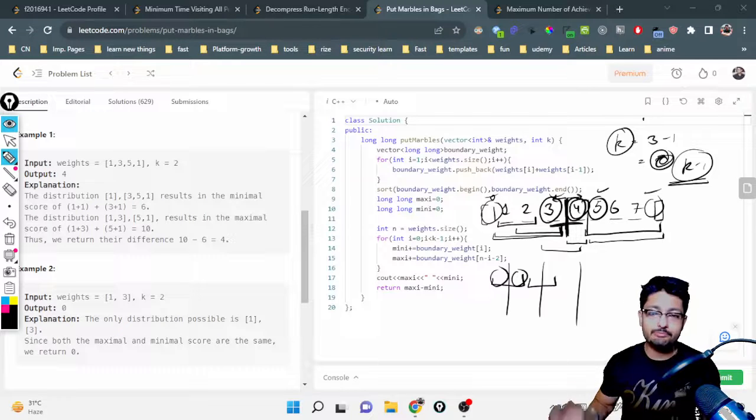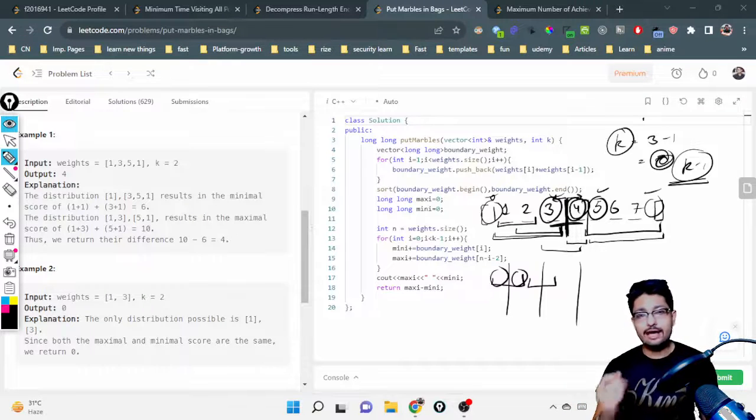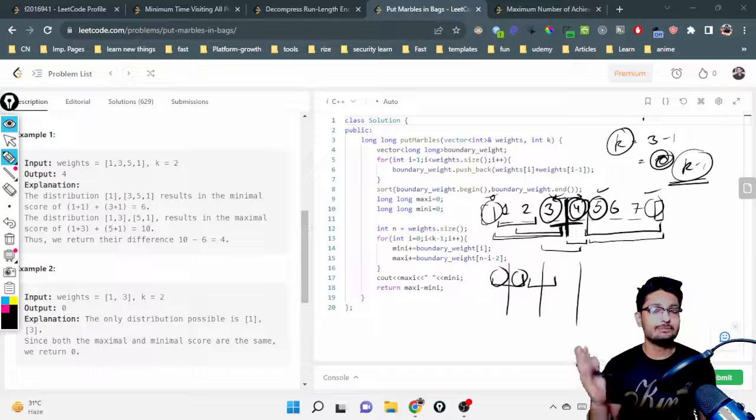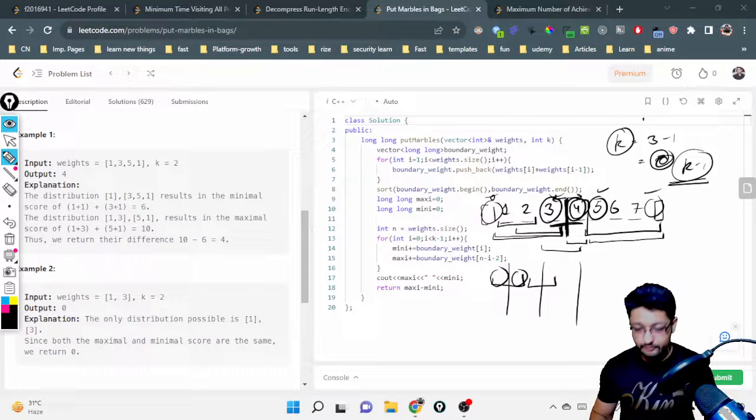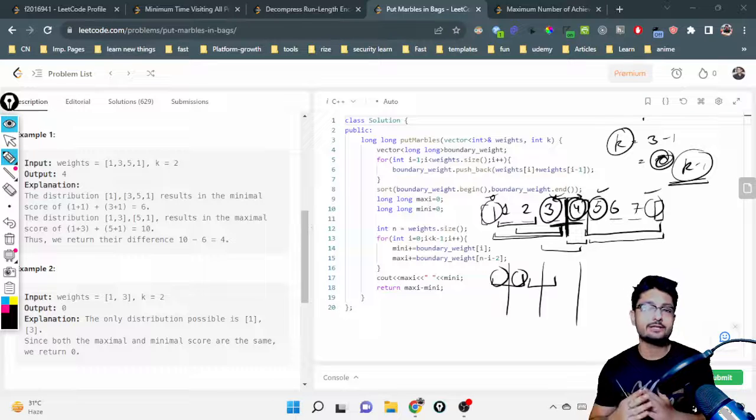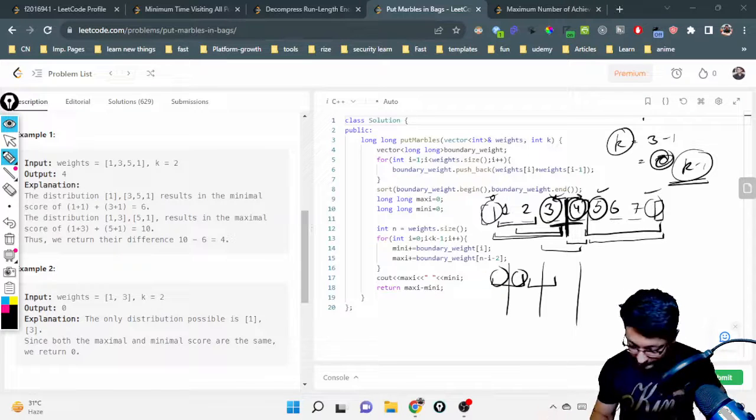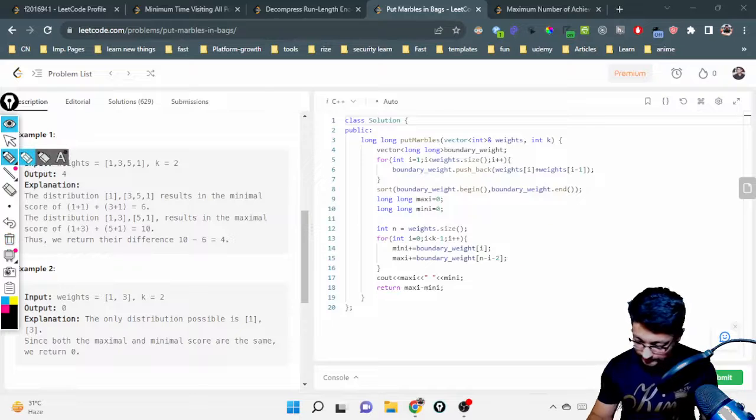For minimizing the score, you will take the elements that give the minimum score by choosing that slit. Or if you want to maximize it, you will choose the k minus 1 consecutive elements that give the maximum score. Okay, that's it. So that's the overall logic for this particular problem. Let's move on to the code part now.